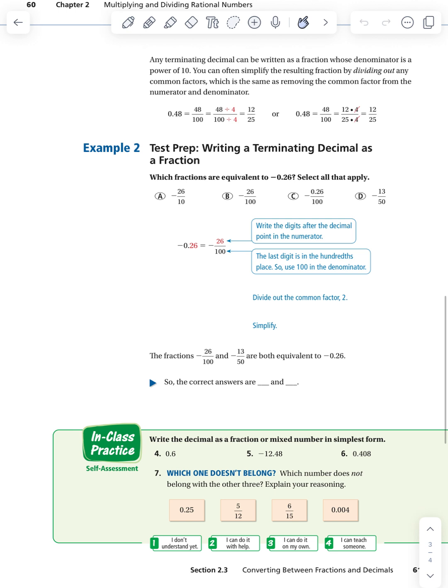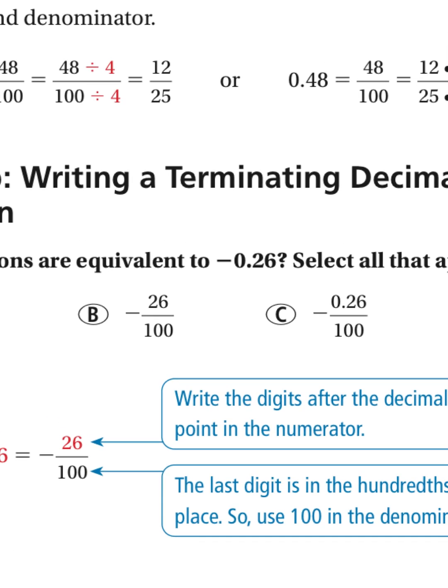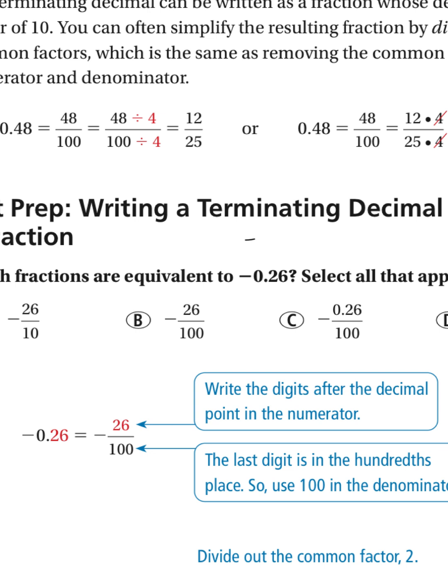All right, this next example says writing a terminating decimal as a fraction. So which fractions are equivalent to -0.26? Select all that apply. Well, 6 is in the hundredths place. So I know that this starts as -26 over 100. So I know B is equivalent.